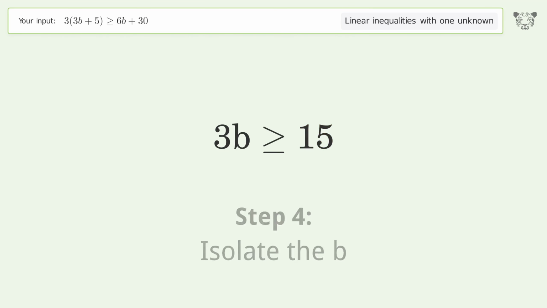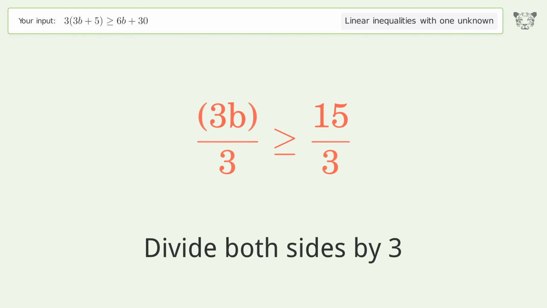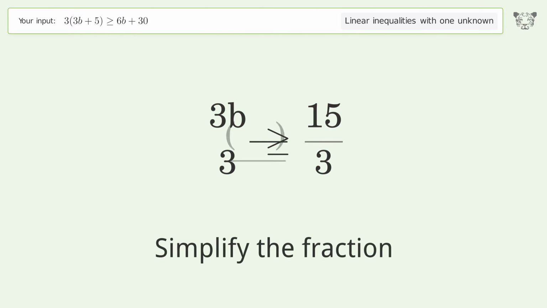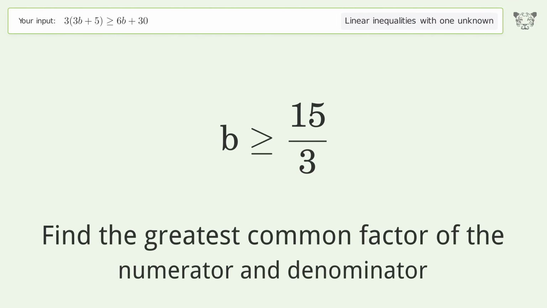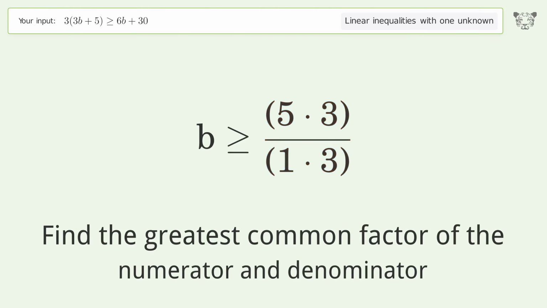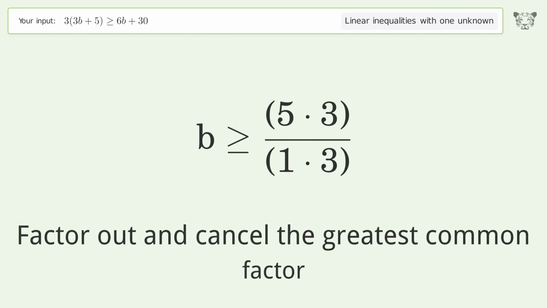Isolate the b. Divide both sides by 3. Simplify the fraction. Find the greatest common factor of the numerator and denominator. Factor out and cancel the greatest common factor.